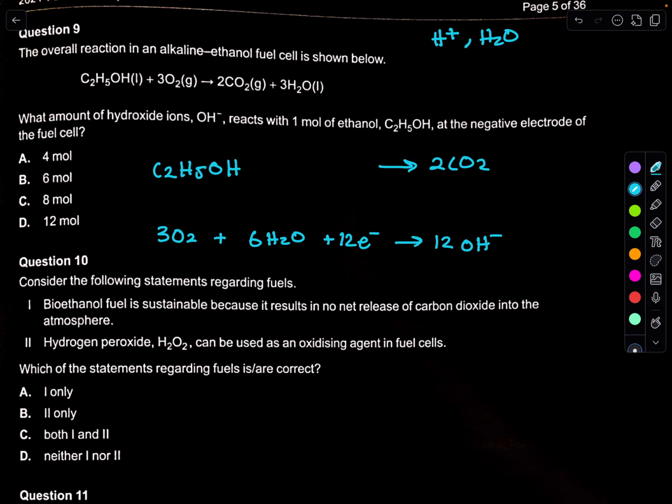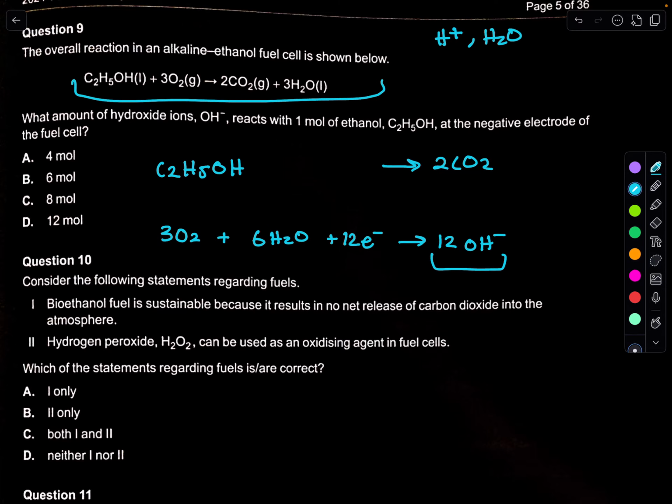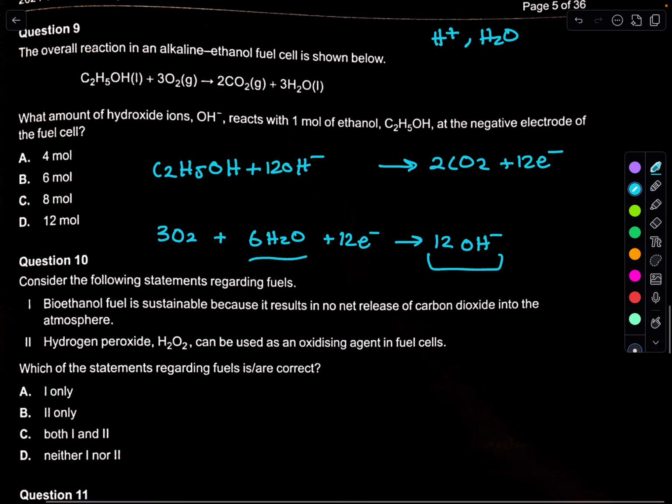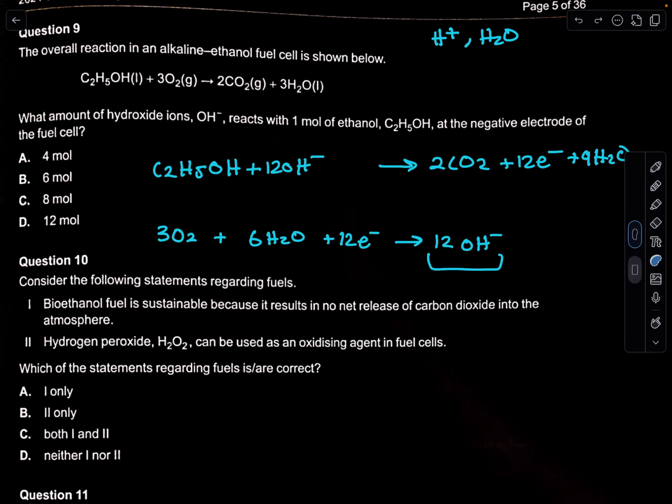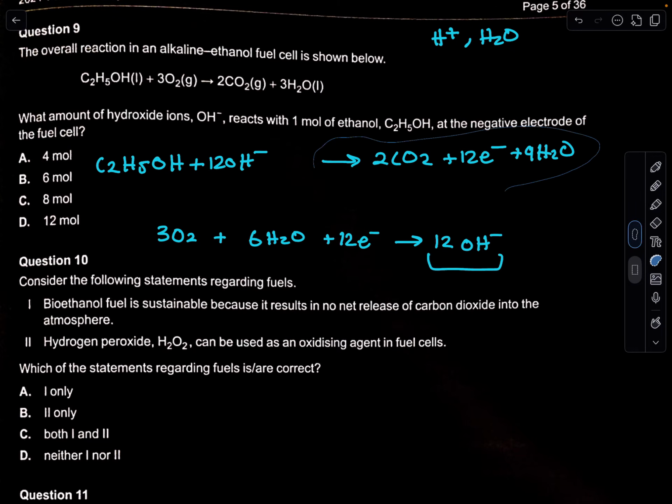Because you remember how these are going to cross out, there's no OH ions in the overall reaction, so there would have been 12 OH here, because then they would have cancelled out. There would also have to be 12 electrons here, because these will have to cancel out. And because there's water here and there's only 3 waters here, there had to be 9 water molecules on the right, because 6 would cancel out and there will be 3 left here. So this is our overall reaction.